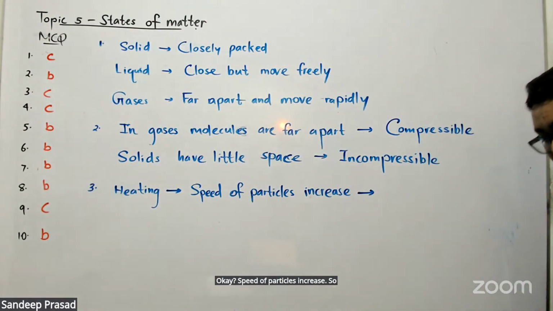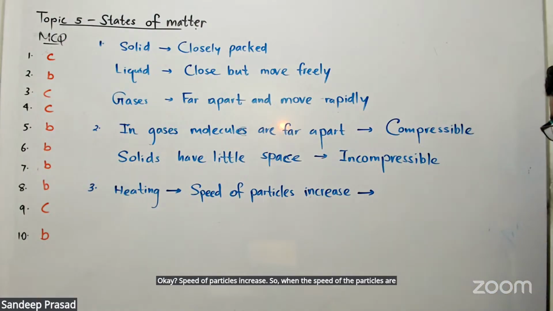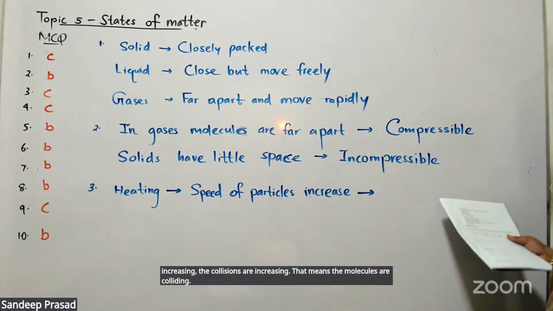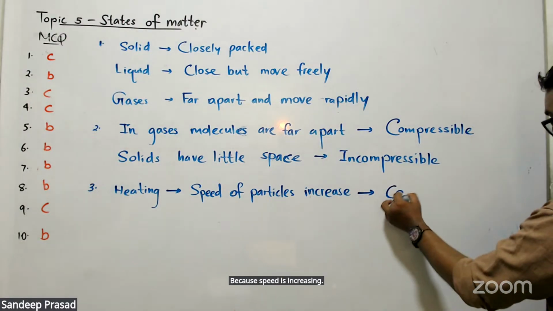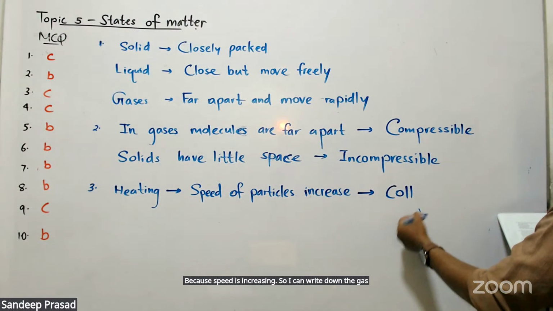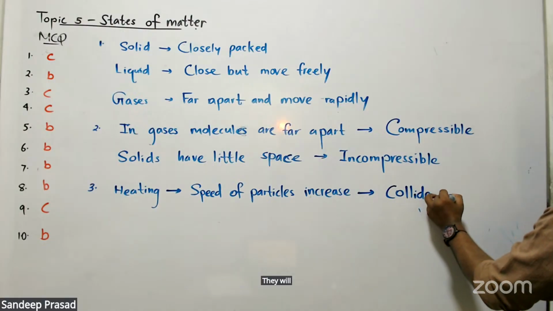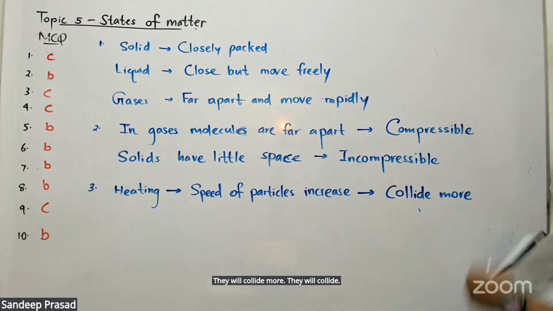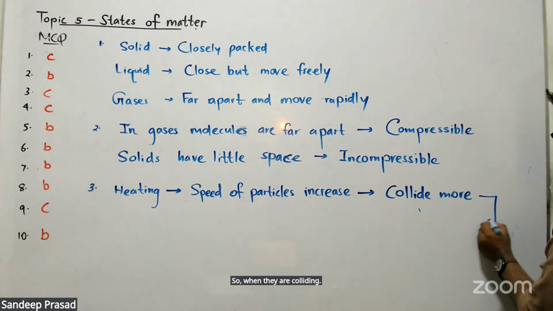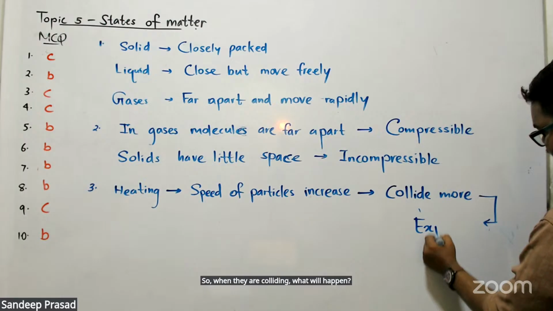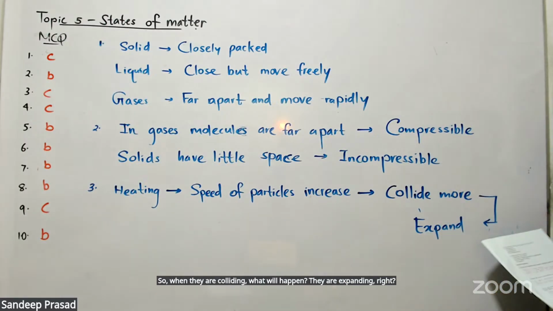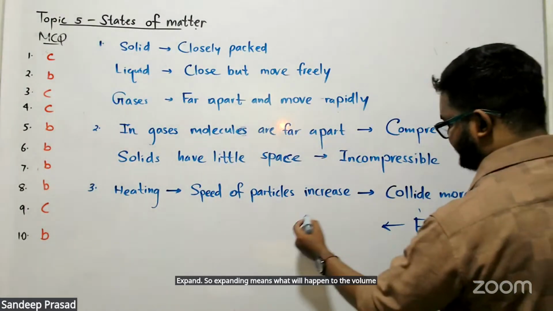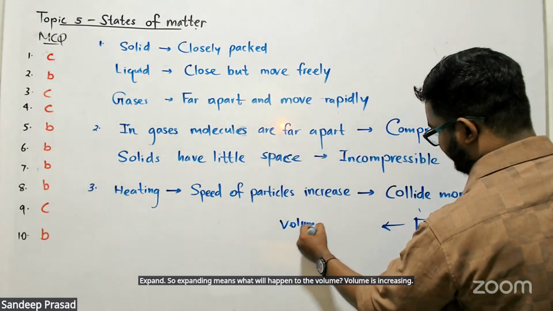When the speed of the particles is increasing, the collisions are increasing. That means the molecules are colliding more because speed is increasing. So I can write down the gas particles are colliding more. So when they are colliding, what will happen? They are expanding, right? Expanding means what will happen to the volume? Volume is increasing.